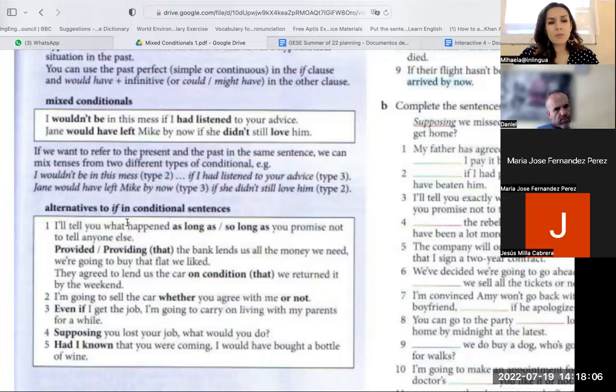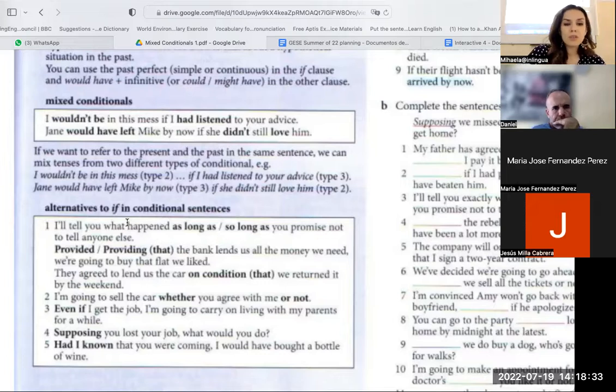How do we translate provided, providing? Dado que. Dado que, sí, a condición de que. They agreed to lend us the car on condition that we returned it by the weekend. Con la condición de que. I think it's a zero conditional in the past.